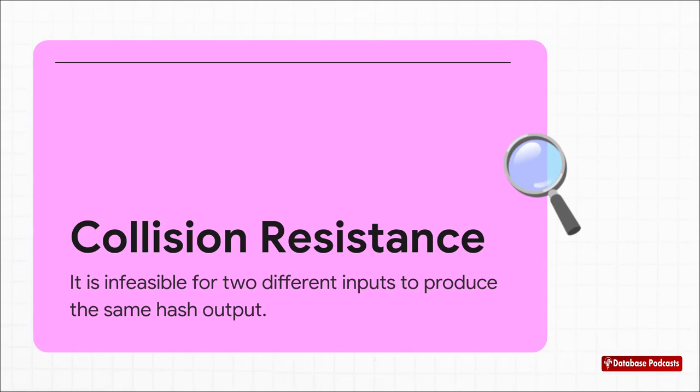And finally, there's collision resistance. This sounds complicated, but it just means it's basically impossible to find two different inputs that accidentally create the same hash. So every unique piece of data gets its own unique digital fingerprint. You can't just create a fake contract and hope it happens to have the same fingerprint as the real one. It's not going to happen. This is what makes the whole system trustworthy.